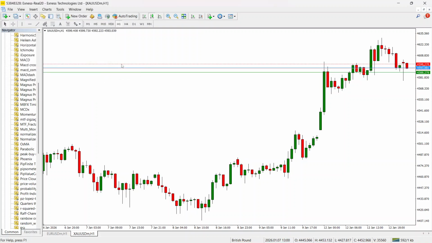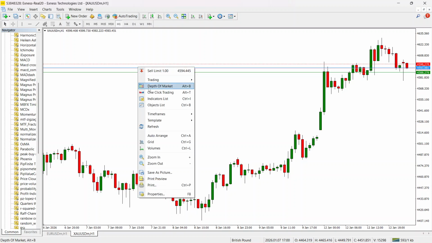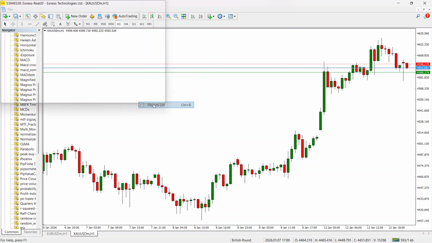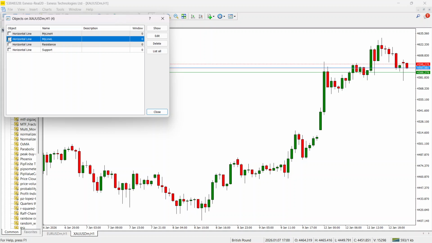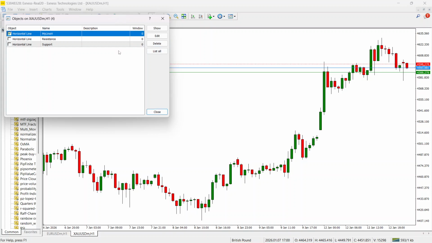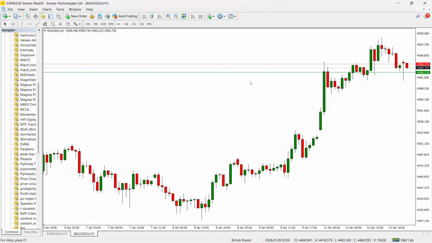But we still have these initial two lines, so let's just get rid of them by going to the object list, highlighting them and removing them manually. Now we have a clean chart with just the resistance level and the support level.